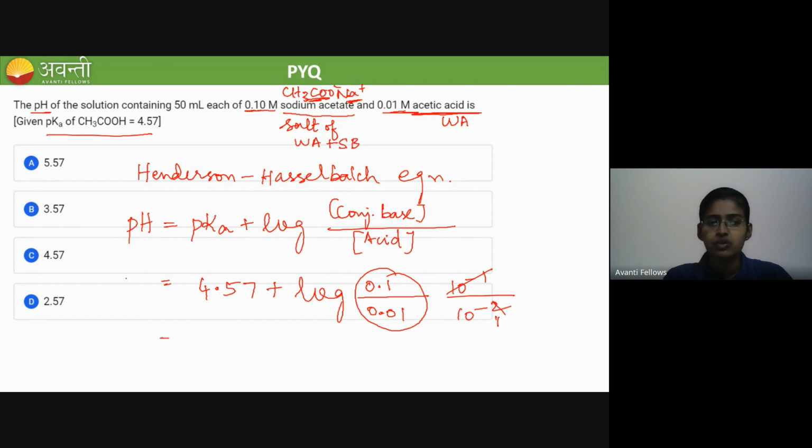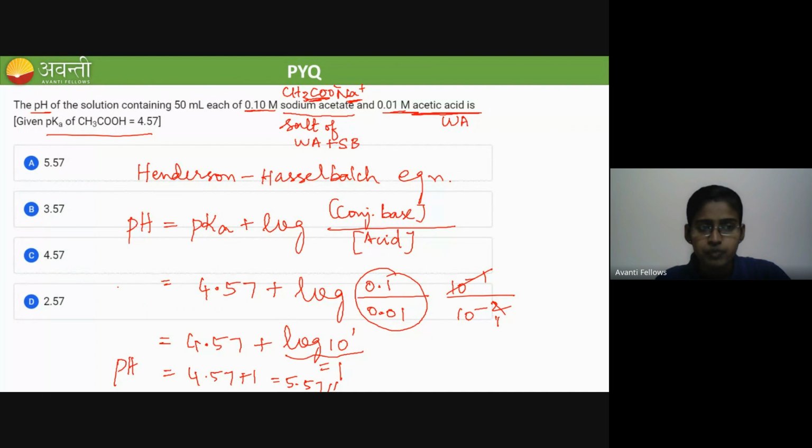If it goes to the numerator, it is 4.57 plus log of 10 to the power 1, log of 10 is 1. So it will be equal to 4.57 plus 1. It is 5.57. So the pH is 5.57. Option A is the answer. Option A. Just you have to apply this straightforward formula to arrive at the answer.